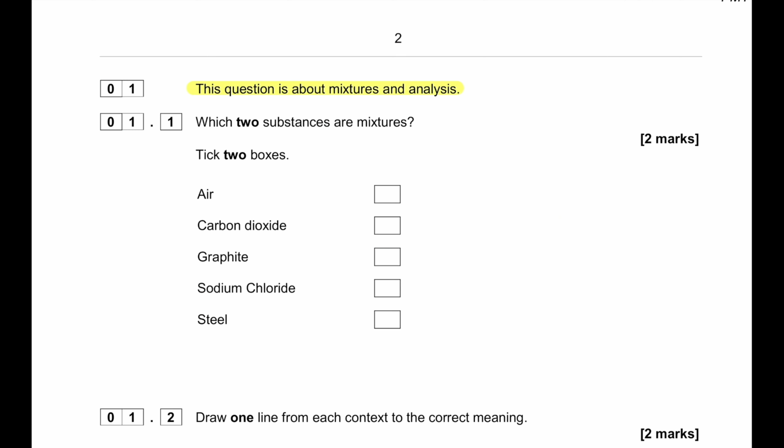This question is about mixtures and analysis. Which two substances are mixtures? So we know that air is a mixture. Air is a mixture of many different gases. Carbon dioxide is a pure substance. Graphite is a pure substance. Sodium chloride is a pure compound. Steel is a mixture of carbon and iron. Steel will also be a mixture.